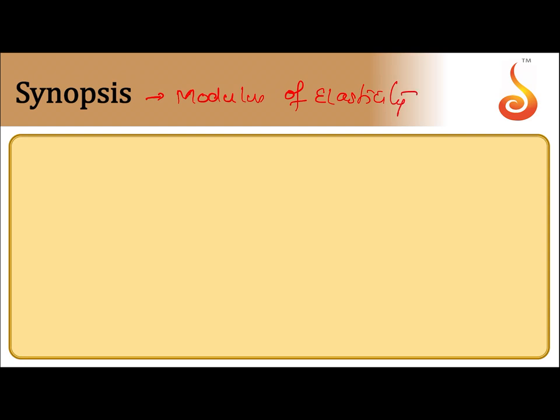So, what is that modulus of elasticity? It is basically the ratio of stress to strain. And this is constant for a given material. It depends on the nature of the given material. It is the property of a given material.